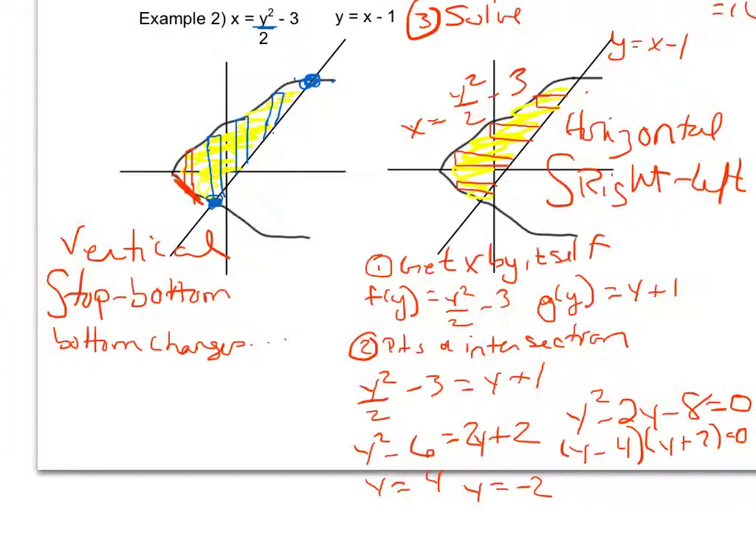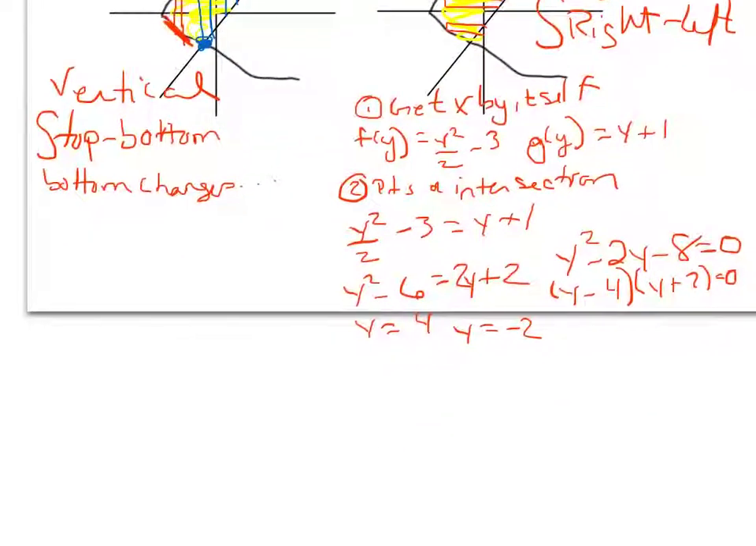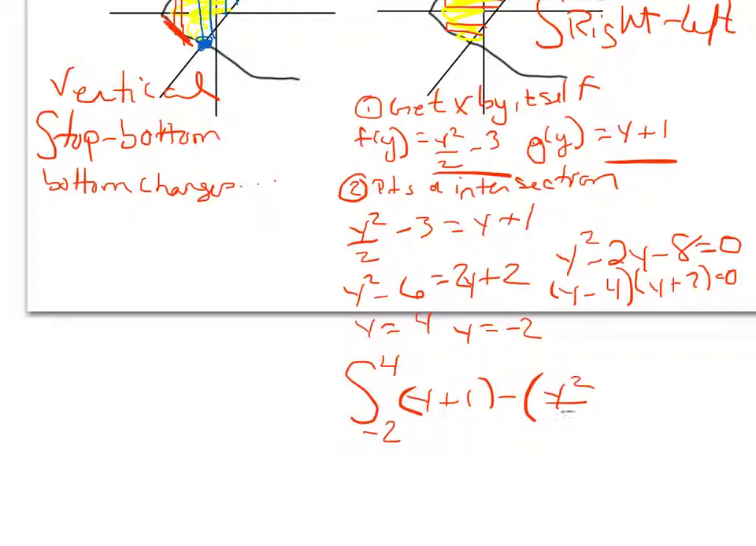So now from there, I have my two equations. I know which is on the right, I know which is on the left. I'm going to use y equals 4 and y equals negative 2 as my limits, and I'm going to use my calculator to integrate. So I'll have the integral from negative 2 up to 4 of my right function, which was y plus 1, minus my left function, which was y squared over 2 minus 3. I'm going to integrate with respect to y. I'll put this in my calculator. I'm still going to put it in terms of x in my calculator. I punch it all in, and my calculator tells me that this gives me 18.